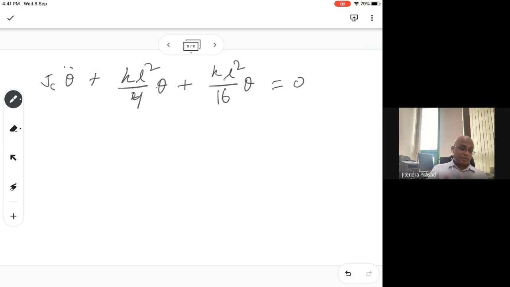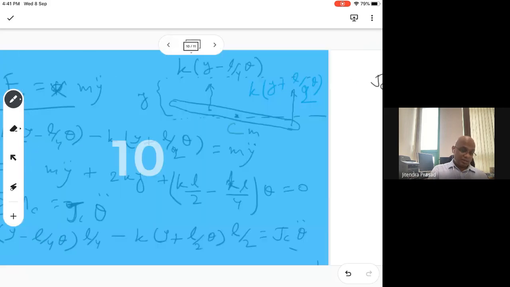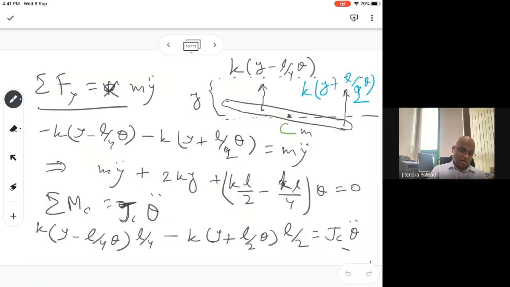Okay, just a minute. I think I made a mistake. Why did I make a mistake? Because here this y is multiplied by L over 4, and this y is multiplied by L over 2, so it will not cancel out. So we have to write a net. What will it be?